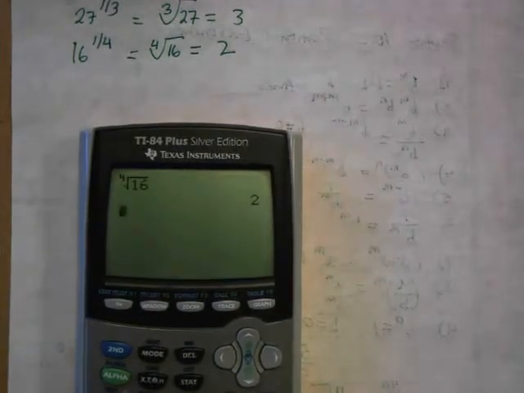Or, of course, I could do 16 raised to the 1/4. Now, again, if you have an older type calculator that writes the little caret symbol, you're going to have to put that 1/4 in parentheses. Mine, the newer one, gives me the little exponent thing. I can type it in just like it looks. But if you have an older calculator, you're going to have to do 16 caret and then put the 1/4 in parentheses.